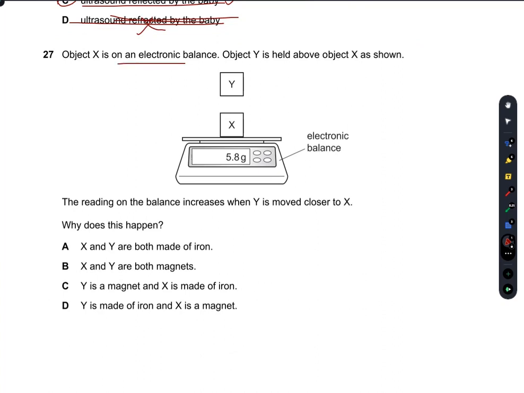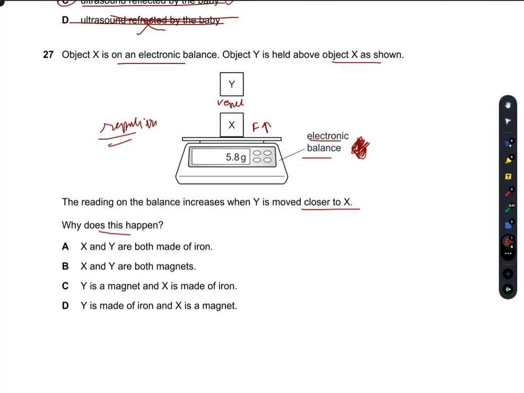Object X is on an electronic balance. Object Y is held above object X as shown. The reading on the balance increases when Y is moved closer to X. Why does this happen? So the force on this electronic balance increases. The force here increases because of repulsion. Both Y and X repel each other.